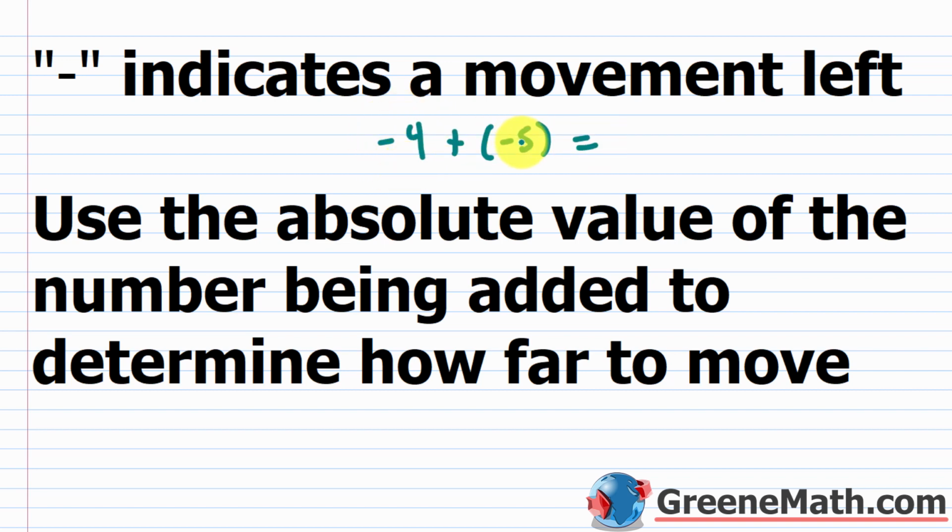And because I'm adding a negative number here, I'm going to move to the left by the absolute value of that number. So the absolute value of negative 5 is 5. So I'm going to start at negative 4 and go 5 units to the left. And that's going to put me at negative 9. And we'll see this in a moment. So I have here, use the absolute value of the number being added to determine how far to move. Let's look at some examples.